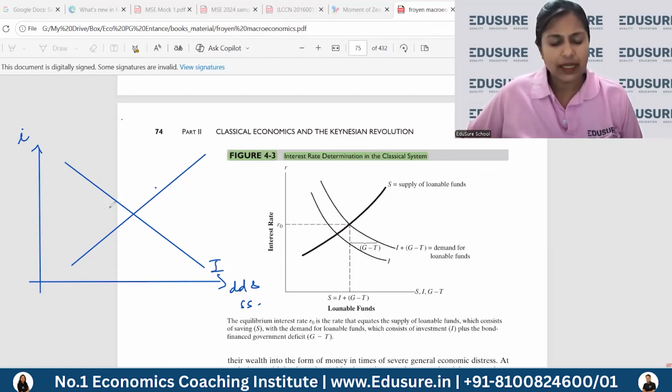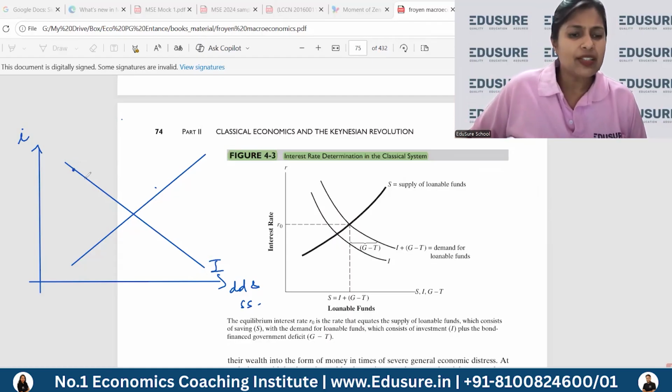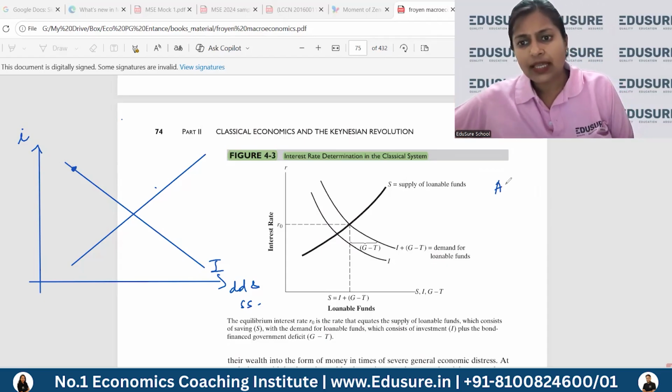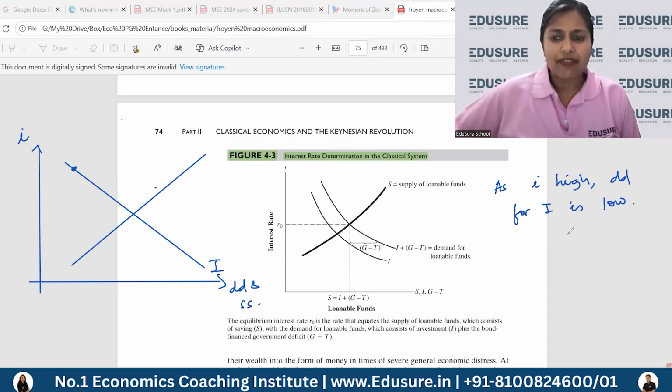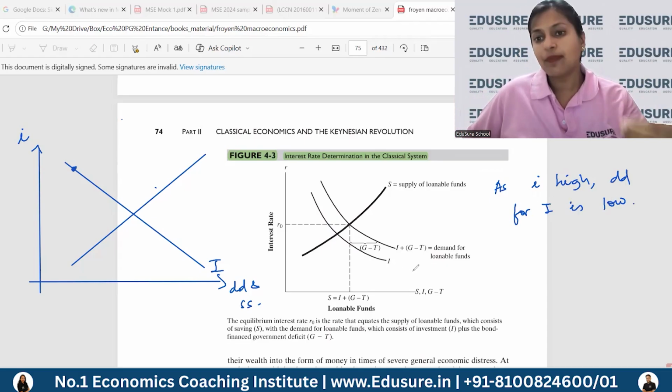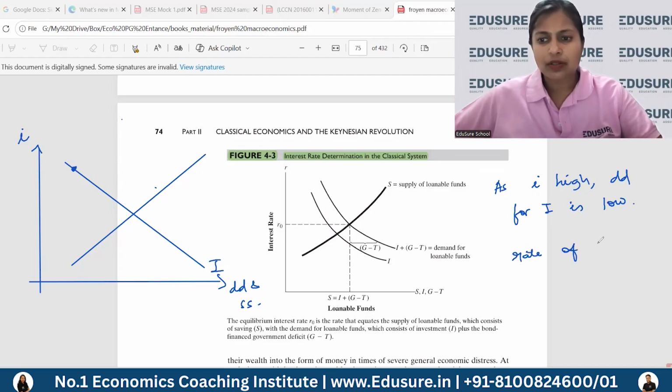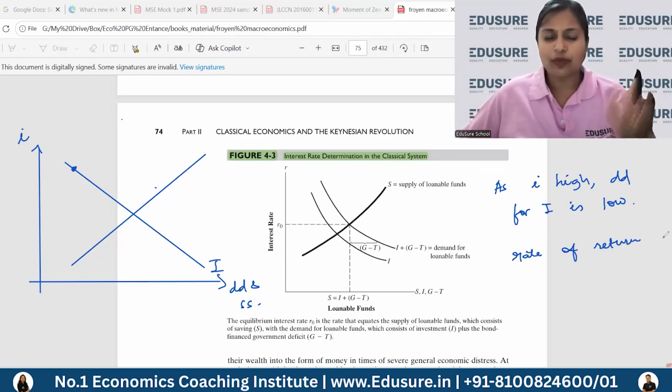Why is investment downward sloping? The investment curve is downward sloping because as the interest rate is high, the demand for investment is low. Why is that? Because every investment project has some rate of return, right? There are high rate of return projects, there are low rate of return projects.